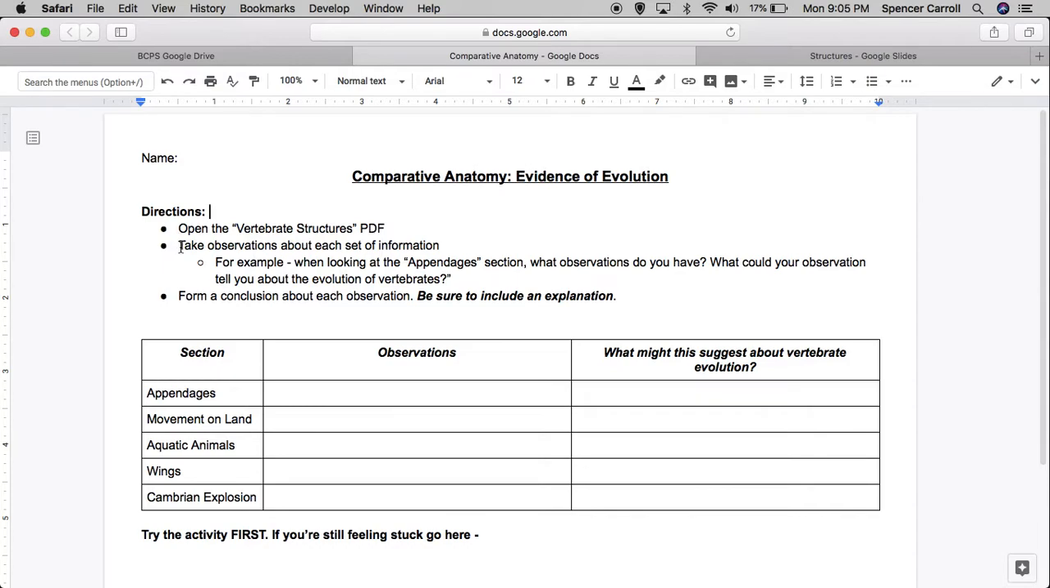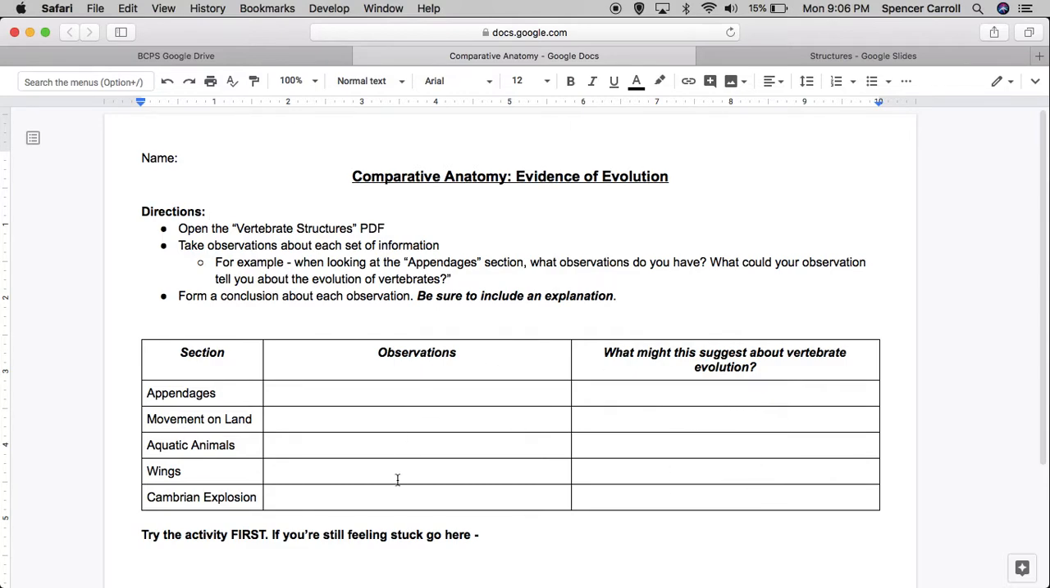The first bullet point says, take observations about each set of information. For example, when looking at the Appendages section, what observations do you have? What could your observations tell you about the evolution of vertebrates? Okay, so I'm noticing the same 5 sections below match the 5 sections in the PDF that I just had open. I'm going to jot down my observations, things I notice or clues that could help me answer the question, what order did vertebrates evolve in? And then I'm going to think about what those observations could tell me about the evolution.